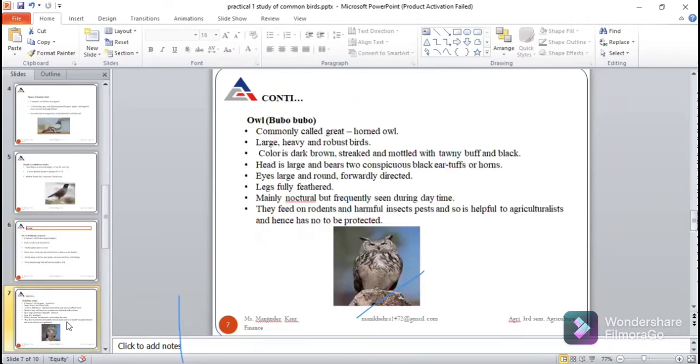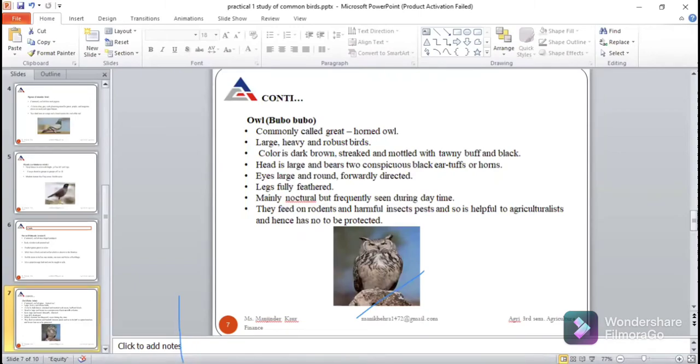Next bird is the owl. The scientific name of the owl is Bubo bubo, and it is commonly called the horned owl. And it is nocturnal. Nocturnal means they are active during the night, and they feed on rodents and insect pests, and therefore they are beneficial for the farmers. They have large eyes which are round in shape and forwardly directed, and its color is dark brown, streaked and mottled with tawny buff and black. And it is a large, heavy and robust bird.